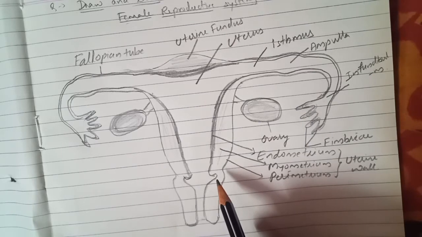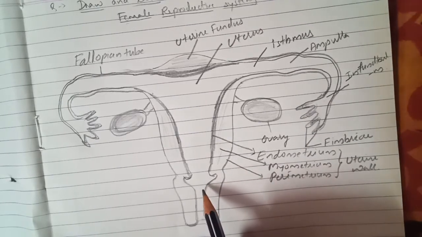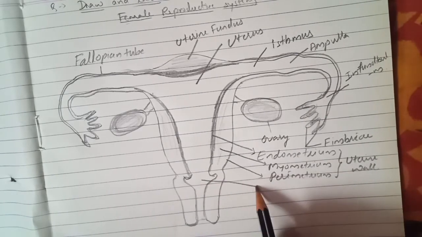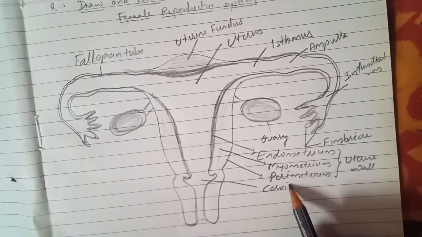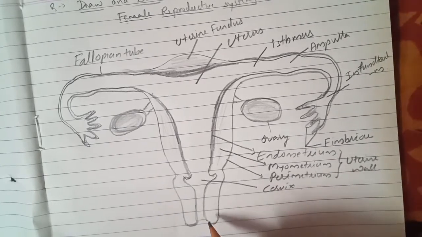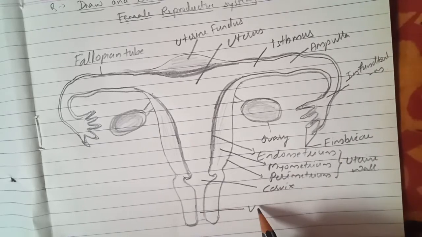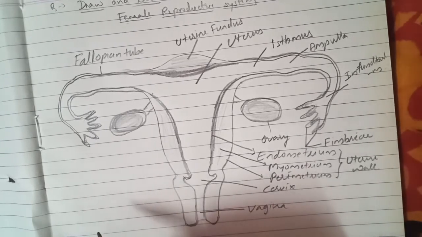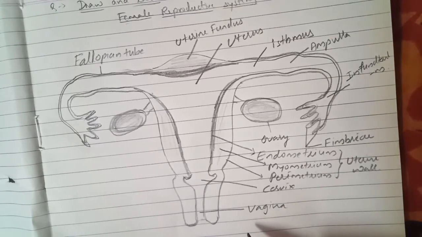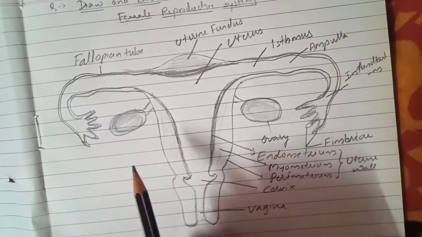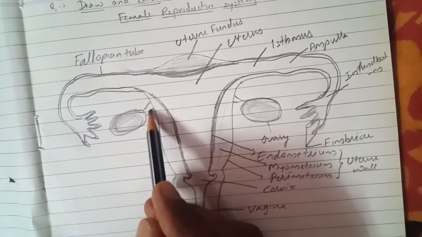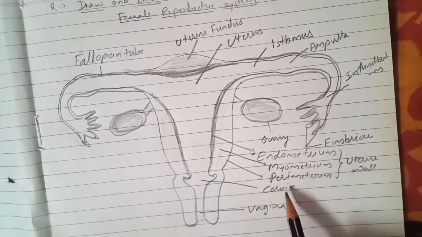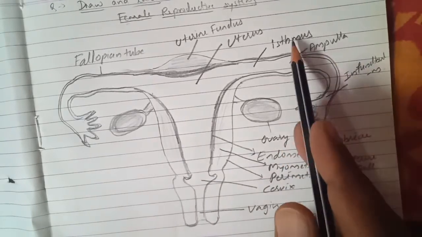Next, this is the cervix, and this is called the vagina. These are the parts you should mention. The connecting lines you can mention, or you can leave them, no problem. You should count at least 10 labelings: 1, 2, 3, 4, 5, 6, 7, 8, 9, 10, 11, 12, 13.